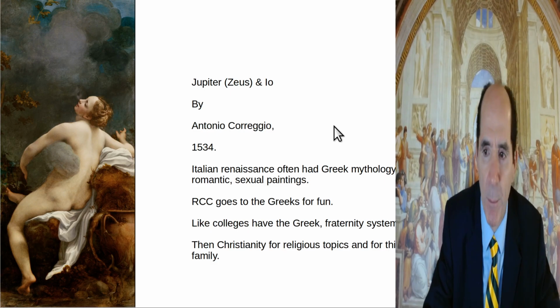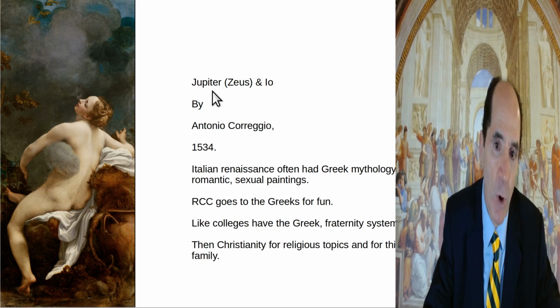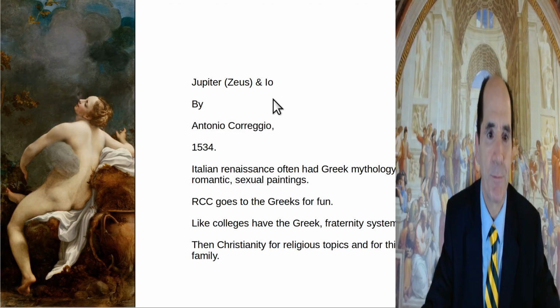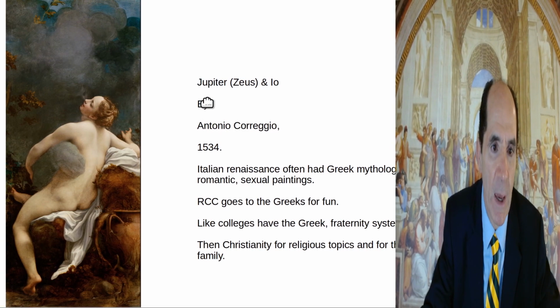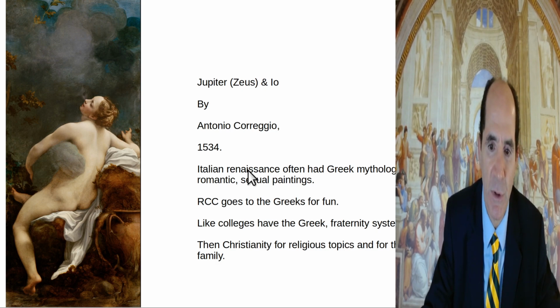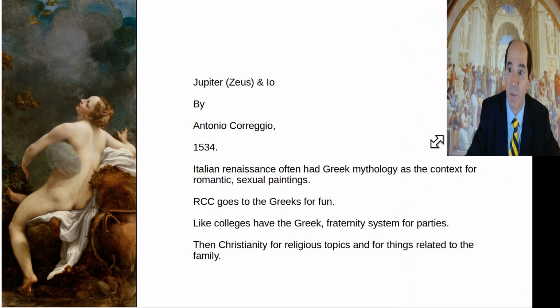I'm familiar with all of them, but here is Jupiter, also known as Zeus. Jupiter is the Roman name, Zeus is the Greek name, and Io. Io is one of the many women that he falls in love with, okay? And so he comes to her in the form of a cloud, and he seduces her. So Zeus was always looking at mortal women and falling in love or in lust with them, you might say.